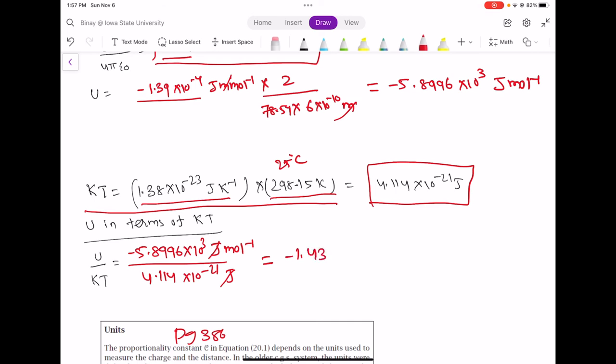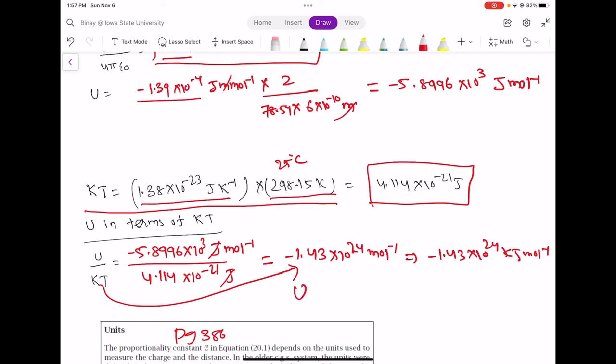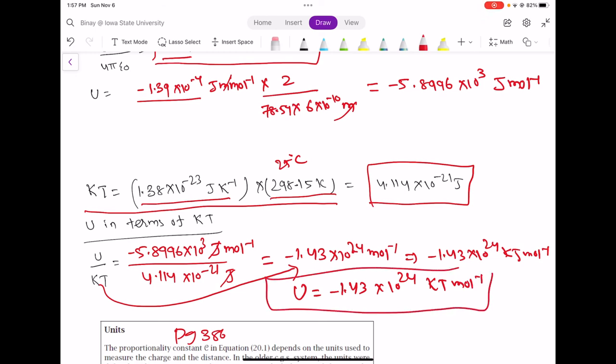The answer is minus 1.43 into 10 to the power 24 per mole. Now you can multiply by kT here. So this becomes minus 1.43 into 10 to the power 24 kT per mole. So now we can write U equals minus 1.43 into 10 to the power 24 kT per mole. Okay, so now we got our answer, U in terms of kT.